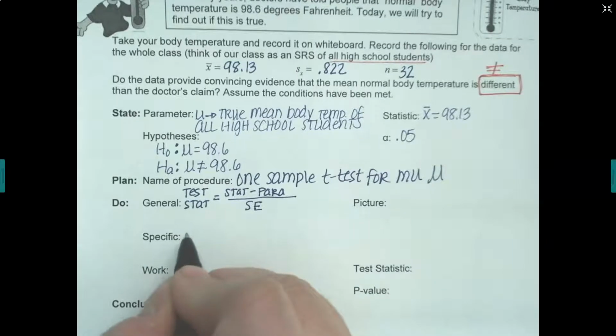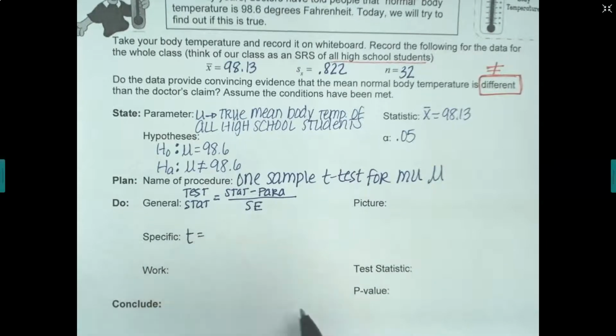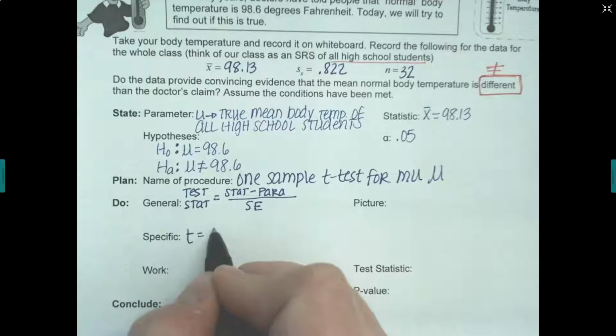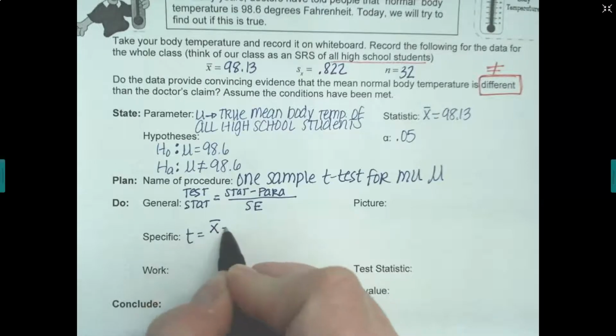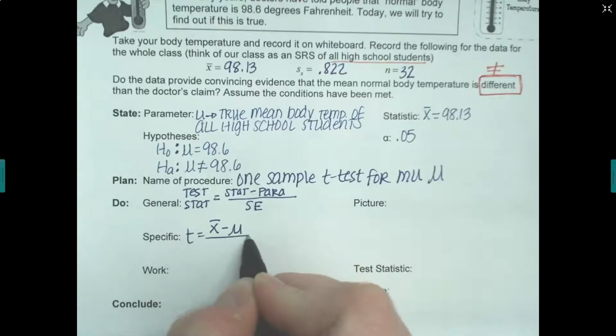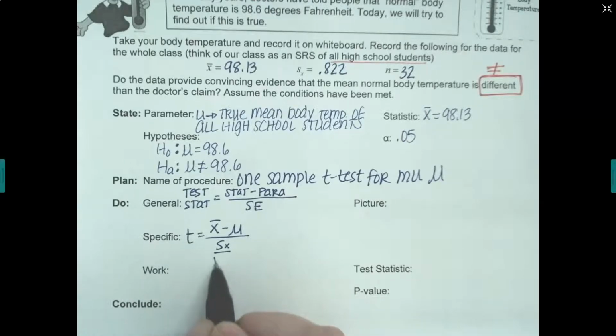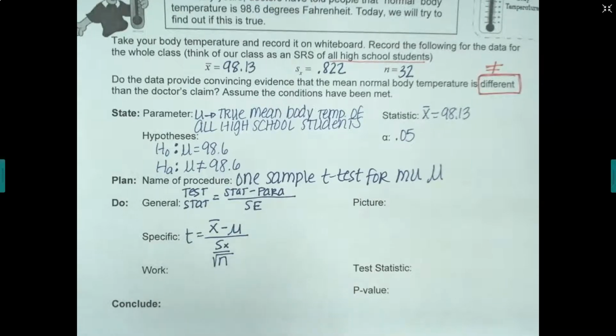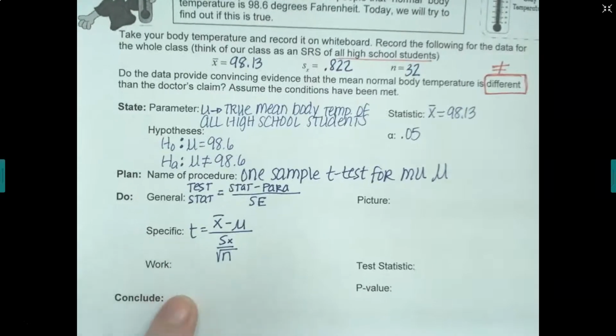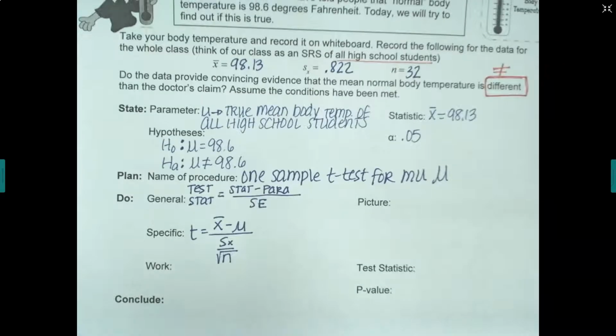The formula that we need to use is very similar to finding the z-score. It's the t-score instead. You want to take your statistic minus your mu and divide it by the standard error. Remember, you take the standard deviation of the sample and divide it by the square root of n. I would like you to take a second and set up your specific work, plug everything in, get your test statistic, and then we'll work through the rest of that part together.